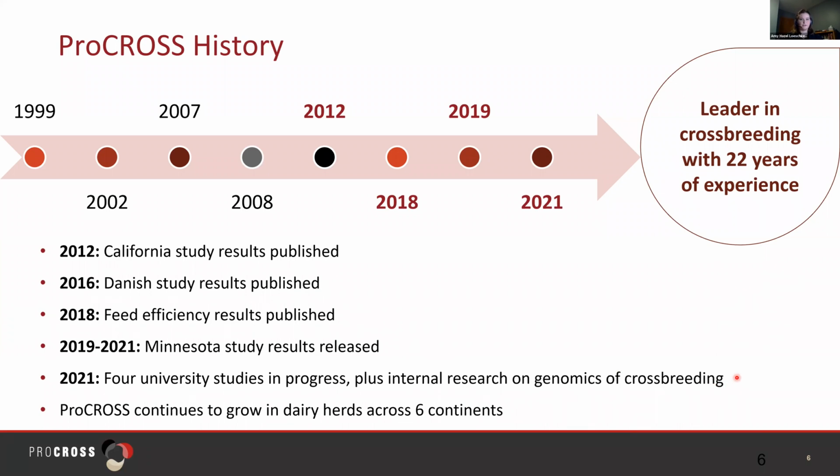Today we have 4 university studies in progress. So our mission still includes a focus on university research. And we also are doing internal pilot research on genomics and crossbreeding, which is a very interesting topic to a wide variety of our customers. And we continue to grow in dairy herds across 6 continents and everywhere that dairy cattle are milked across the world.